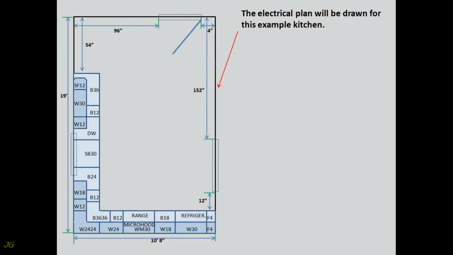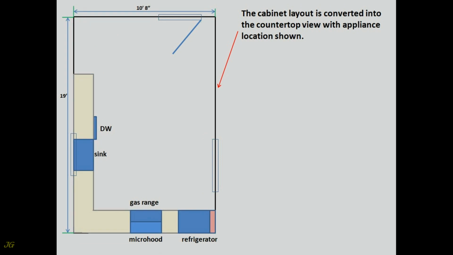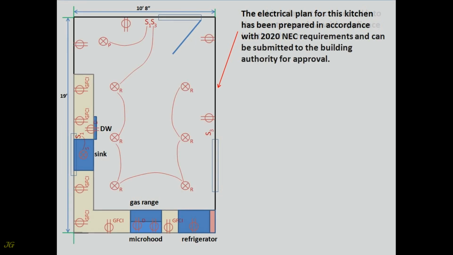The electrical plan will be drawn for this example kitchen. The cabinet layout is converted into the countertop view with appliance locations shown. The electrical plan for this kitchen has been prepared in accordance with 2020 NEC requirements and can be submitted to the building authority for approval.